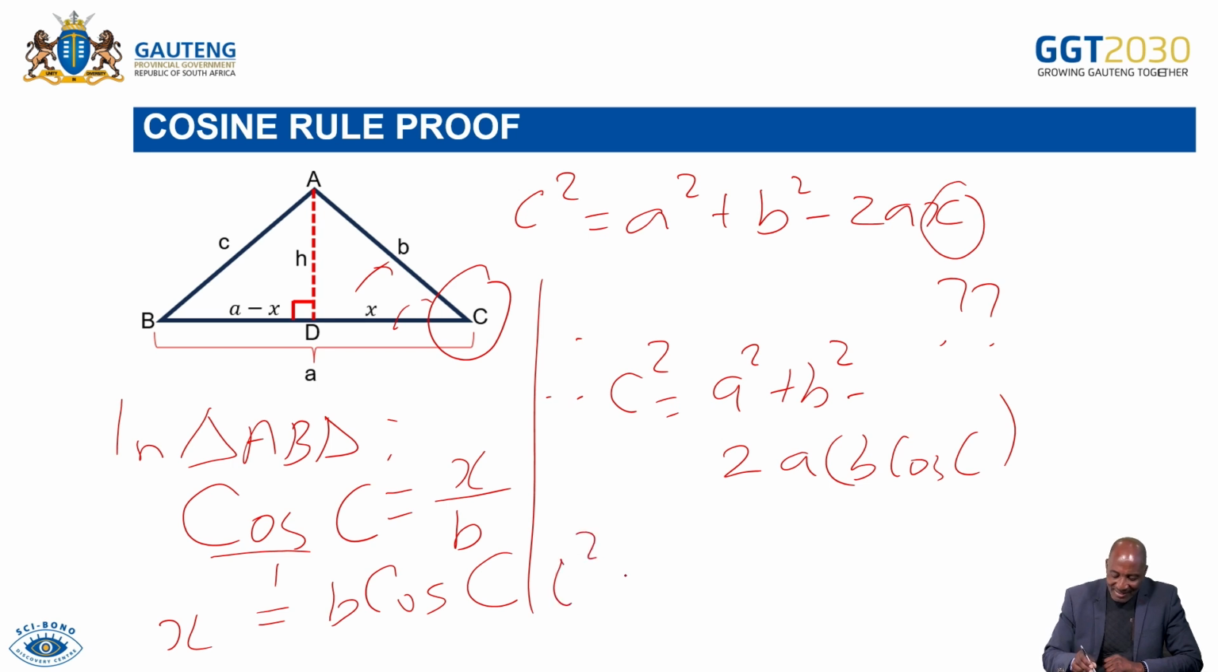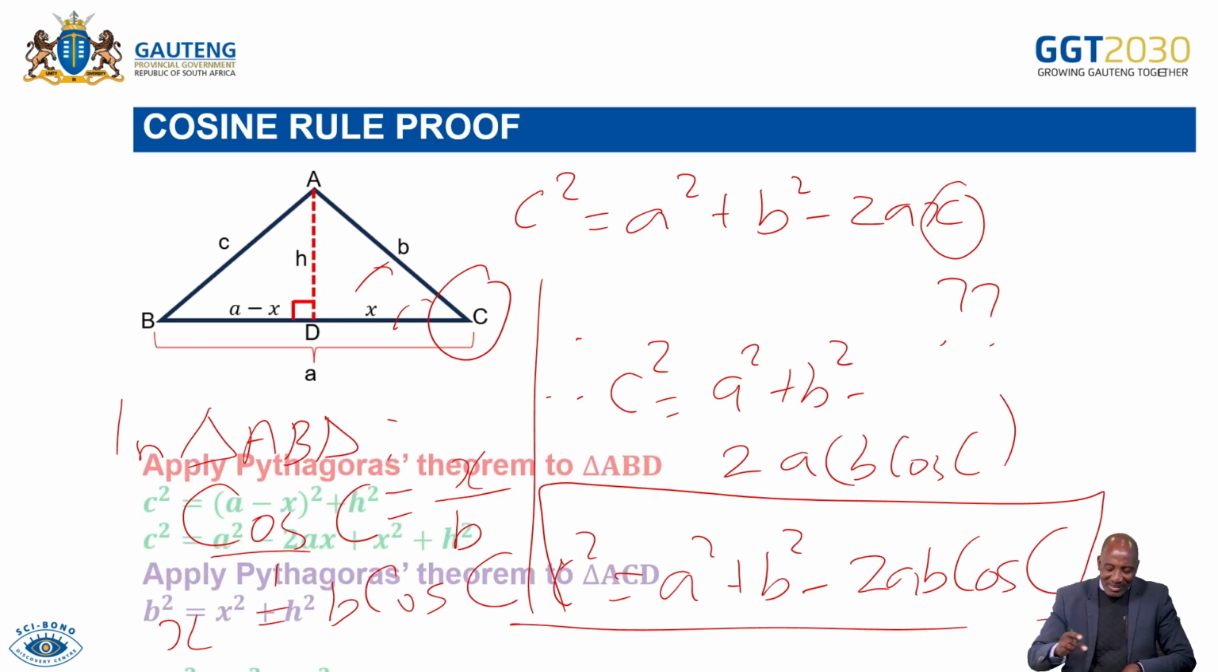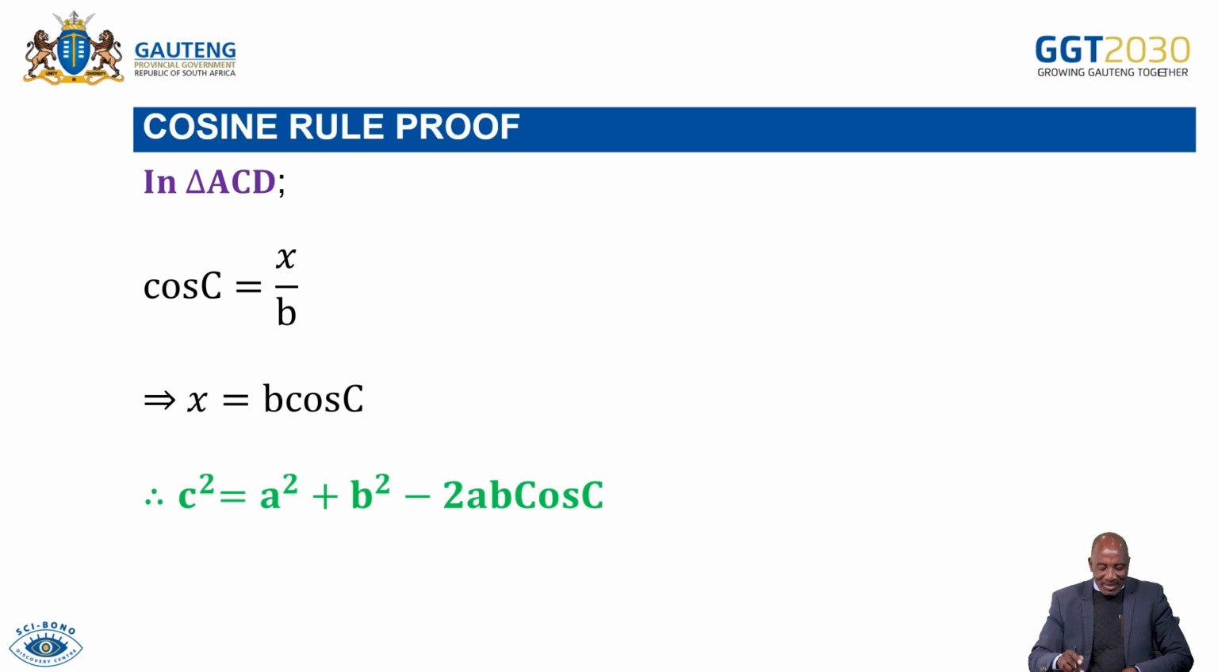Therefore, the final step is C squared equals A squared plus B squared minus twice AB cos of C, which is one of those rules that we saw earlier on, that when you are looking for small c, you need small a, you need small b, and angle C. This is how you prove the cosine rule for any of the missing side. So here, if I put BC as a base, then we are looking for small c.